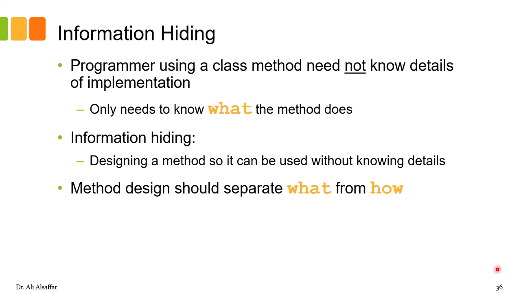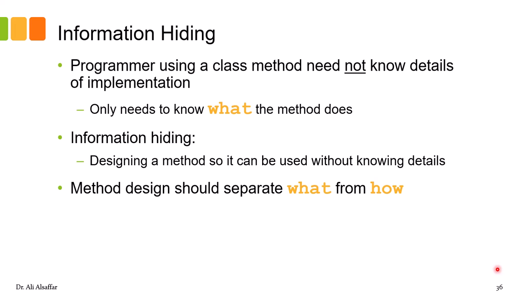So what is the idea of information hiding or data encapsulation? The idea is that programmers who want to use the classes don't want to know the details of the implementation of the methods, how they work. They want to know what they do. For example, nextInt, which is part of the Scanner object. If I want to use this method, I don't need to know, as a programmer, as client code, the details of how it does its job. All I want to know is what it does.